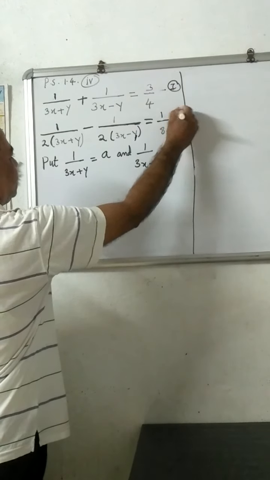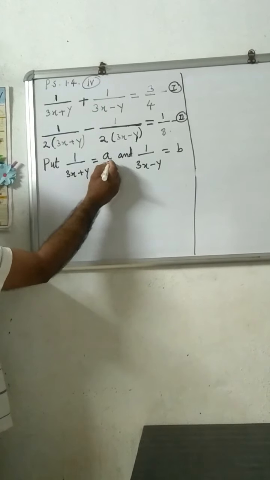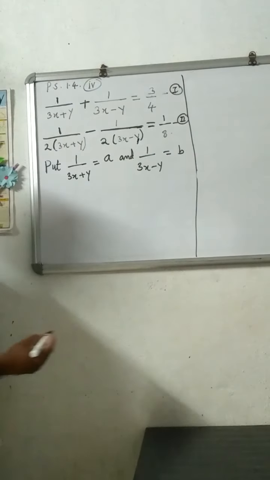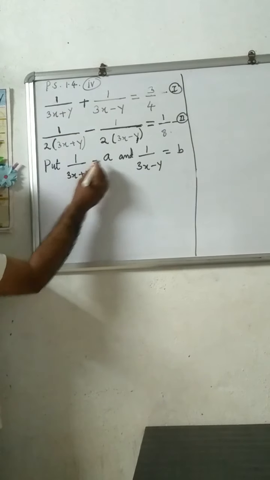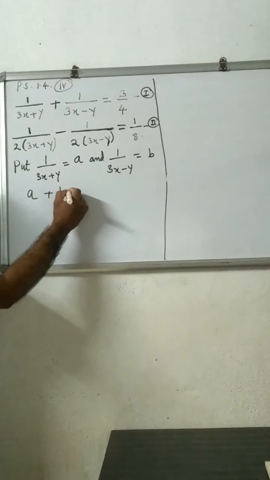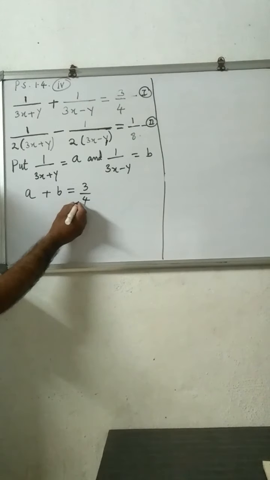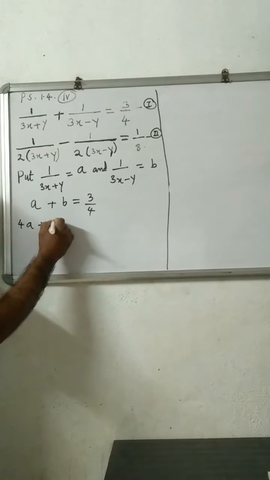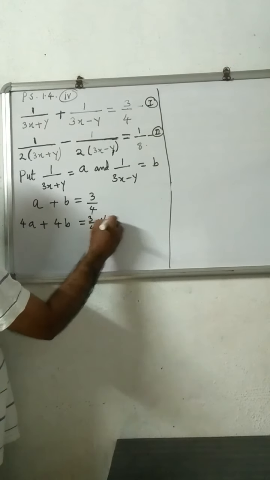Put 1 upon 3x plus y is equal to a and 1 upon 3x minus y is equal to b. So the given equation will transform to a plus b is equal to 3 upon 4. Now multiply this equation by 4. So 4 into a plus 4 into b is equal to 3 upon 4 into 4.